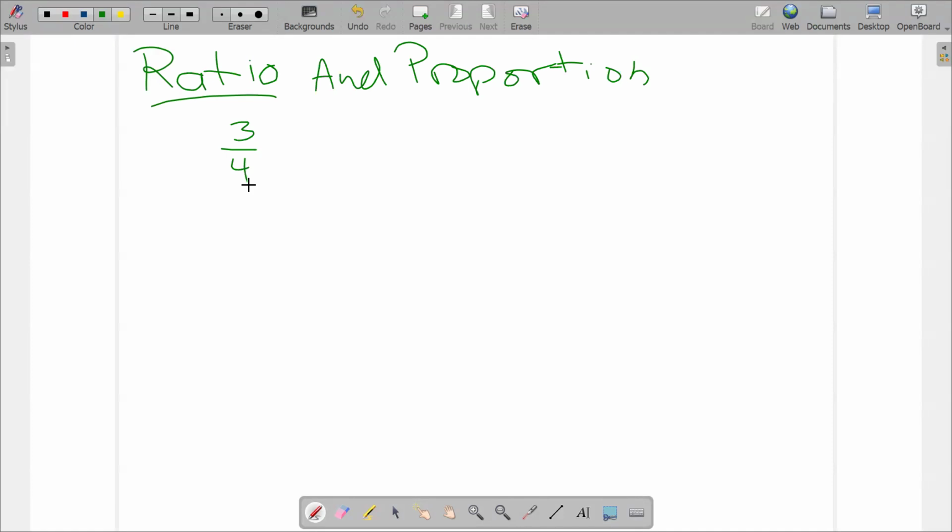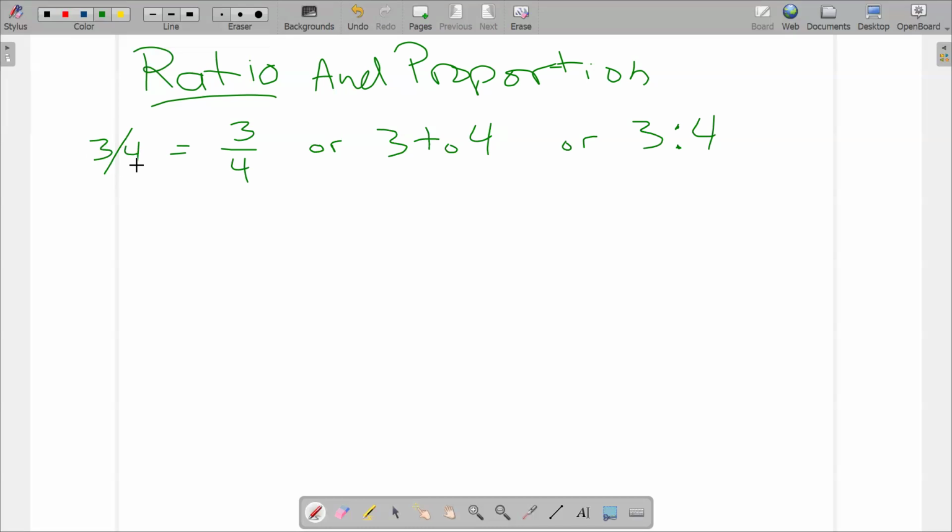3/4. With a ratio, though, we might write it as 3/4 instead of saying 3/4. Sometimes you might see it as 3:4. And as far as the fraction version, sometimes we use the slash instead of the fraction bar. But they all mean the same thing.